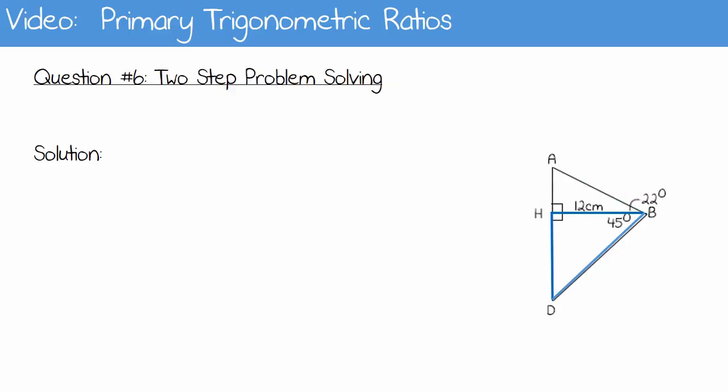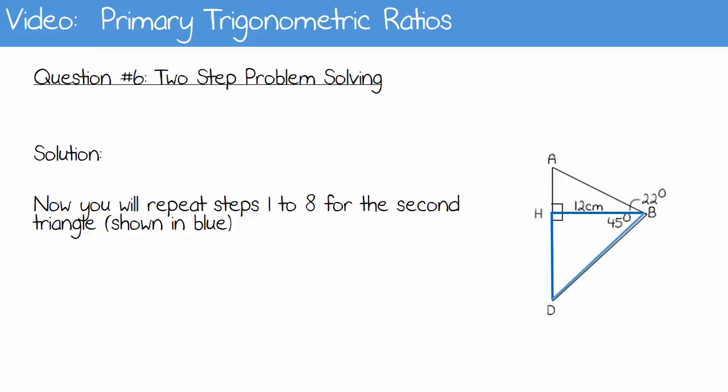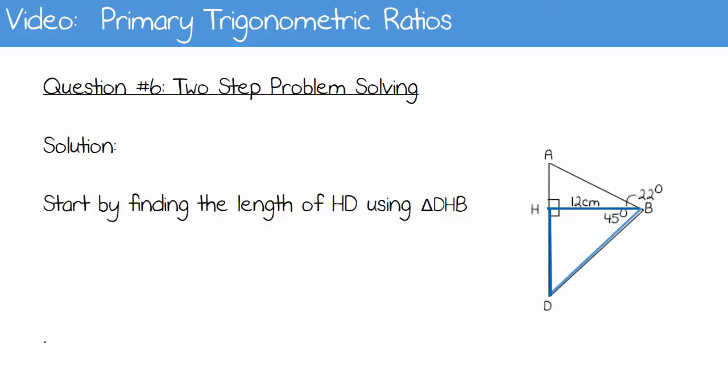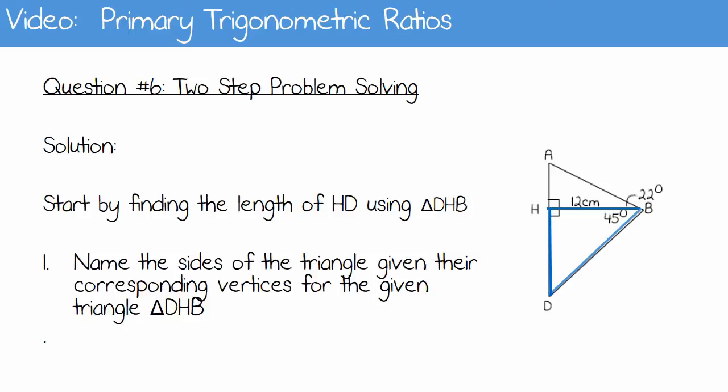Now, from there, repeat steps 1 to 8 for the second triangle that's shown in blue. Notice we are using the common side BH of 12 centimeters. You will now find the length of HD in triangle DHB. Start by finding the length of HD using triangle DHB. Name the sides of the triangle given their corresponding vertices for the given triangle DHB.